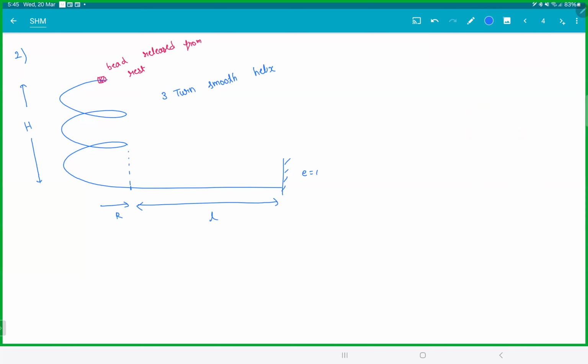So if you leave this bead, and gravity is there, what will happen? This bead will go round, will go here, hit the wall. E is equal to 1, so it will bounce back. Again, it will go round, and again it will come back. You're getting how the motion is? The motion will just keep repeating. Find the time period.